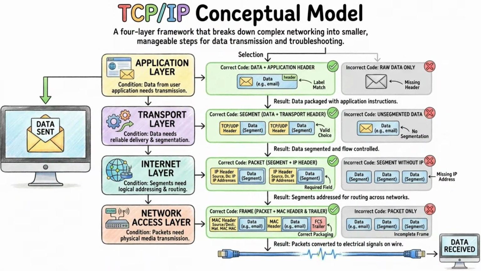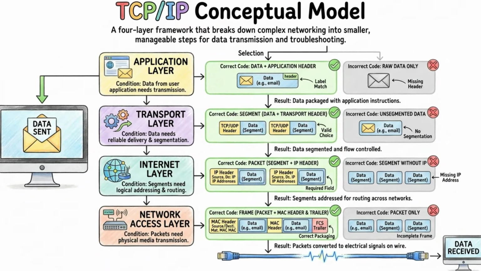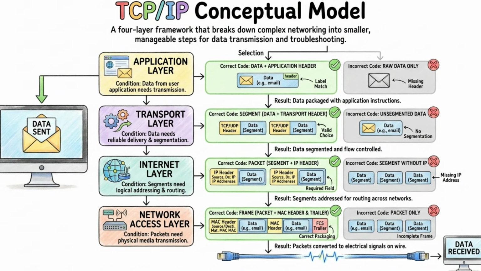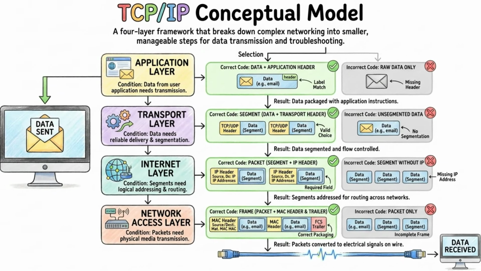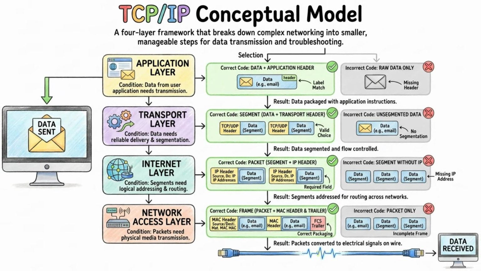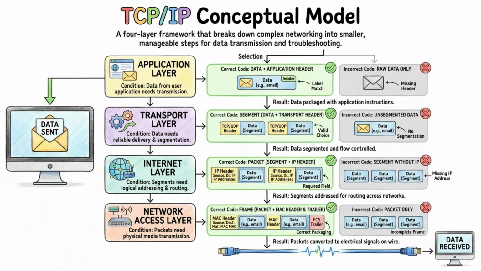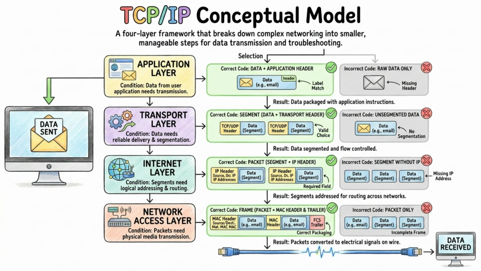To truly understand how data moves through these topologies, you need to understand the language of networks, which is organized by the TCP/IP conceptual model. The TCP/IP model breaks the complex process of networking down into 4 distinct layers, which are the application layer, the transport layer, the internet layer, and the network access layer. By breaking networking down into layers, engineers can easily troubleshoot problems because they can test one specific layer at a time without worrying about the others.